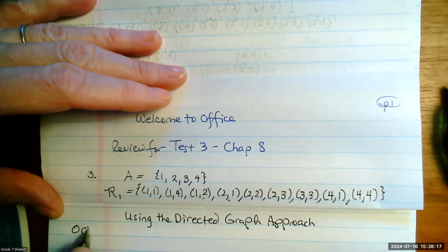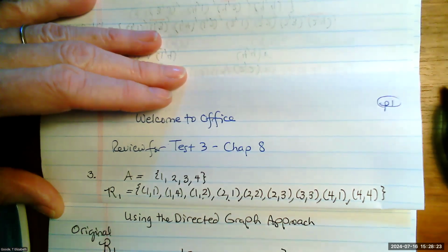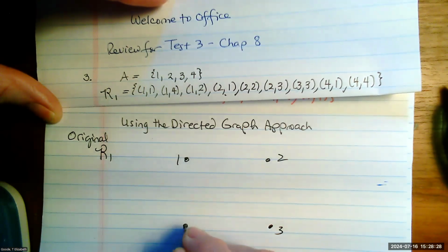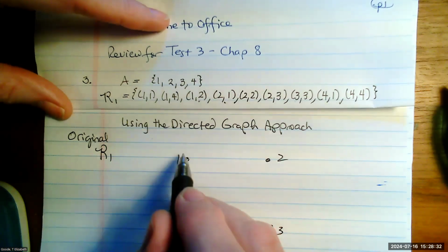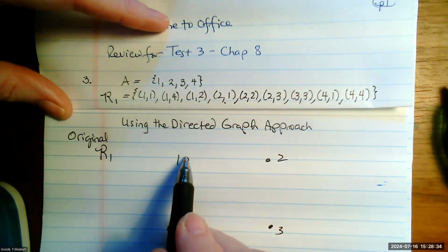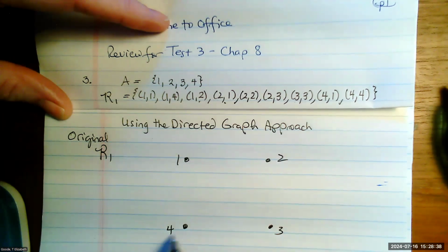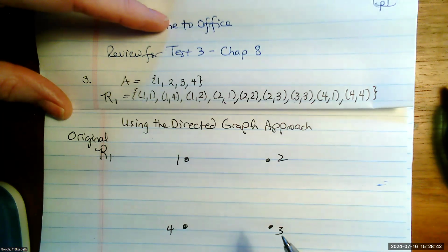the original R1. So here's 1, here's 2, here's 3. And we talked about this in class. You don't have to arrange them like that. But all right, so we have the loops 1, 1, 2, 2, 3, 3, and 4, 4. They're all there, but they're not going to play any role whatsoever in transitive closure. So I'm not going to draw them.